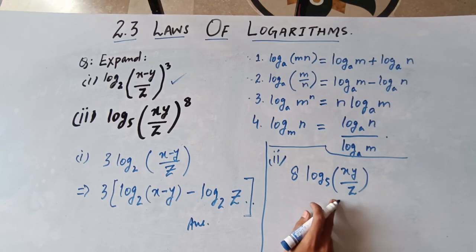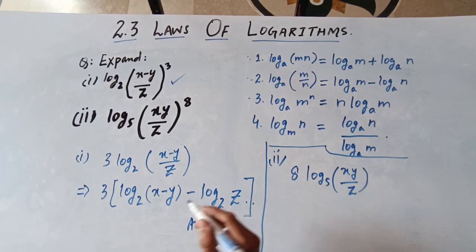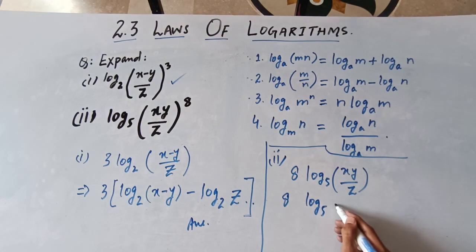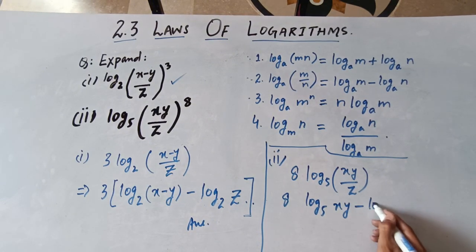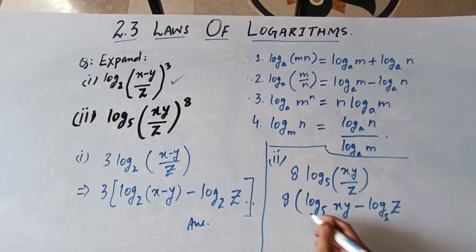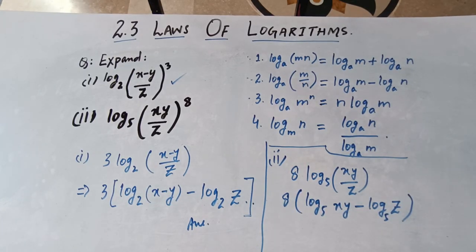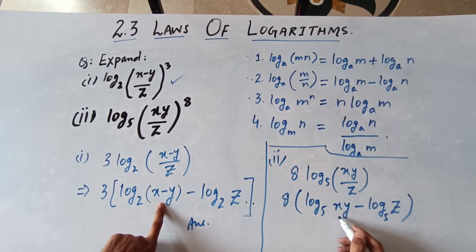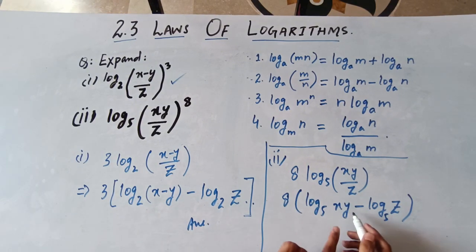Now again they are dividing with each other, they are in the fraction, so we can apply the same law. Minus log z. Right? So this is how we can expand it. But again you need to wait over here and you need to understand that the difference between these two questions. In this question it was written x minus y, so you cannot further expand it. But over here you can see it is written log base 5 xy.